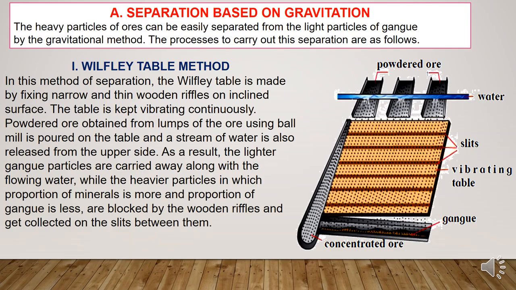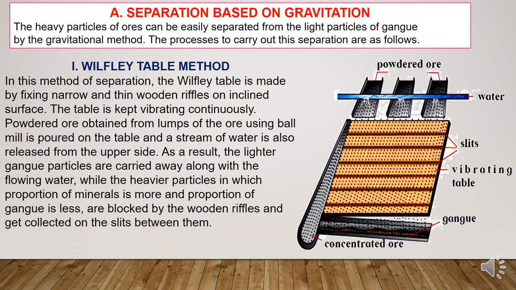Let us see that. First one is separation based on gravitation. Very simple method. The heavy particles of ores can be easily separated from the light particles of gangue by the gravitational method. The processes to carry out the separation are given below.